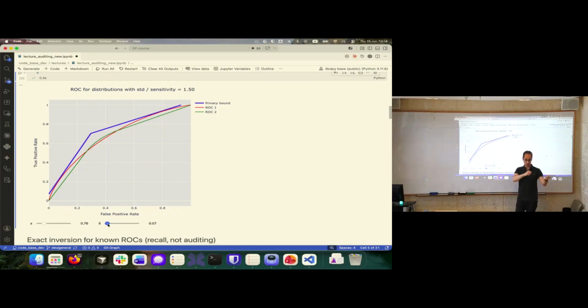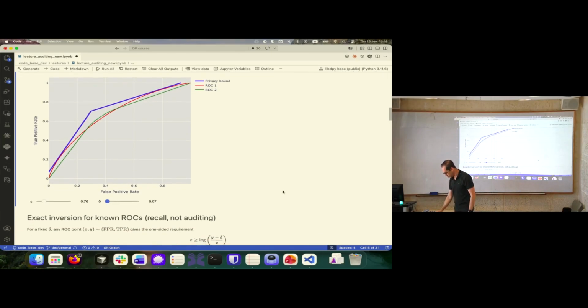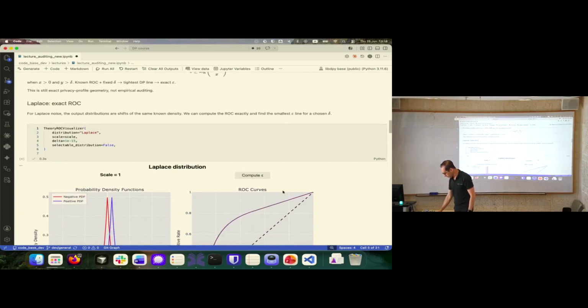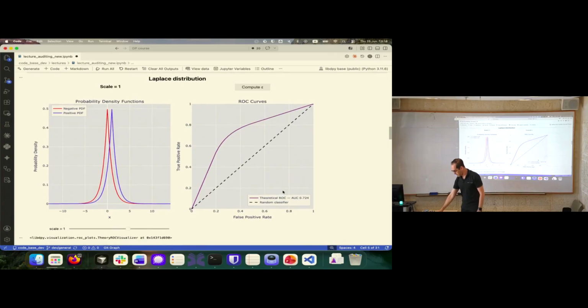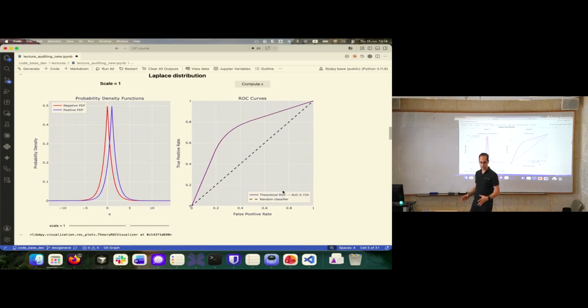Epsilon is a function of delta, delta is a function of epsilon, and how is it? We fix one of them, we move the other, and we take the minimal value that is still an upper bound. Okay? This is what we got from the previous lecture. So now we can see it in a concrete example.